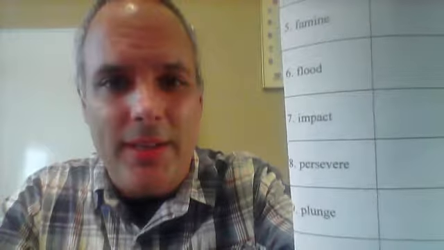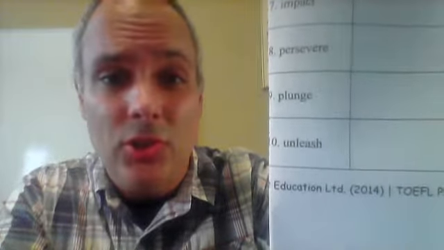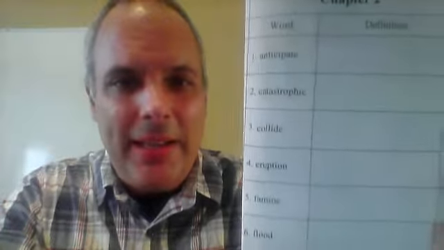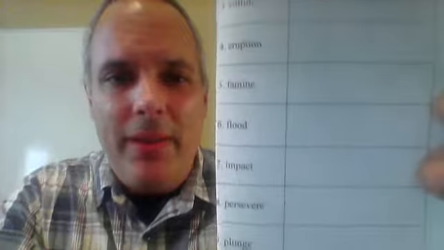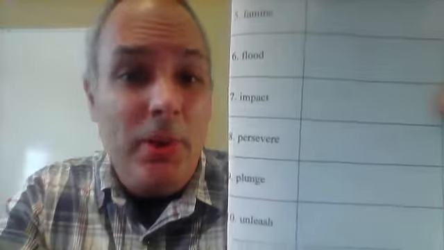Number 6, flood. Number 7, impact. Number 8, persevere. Number 9, plunge. And number 10, unleash. Okay? So, quickly, anticipate, catastrophic, collide, eruption, famine, flood, impact, persevere, plunge, and unleash. Okay, great. Now, let's go to the discussion of these words, okay?